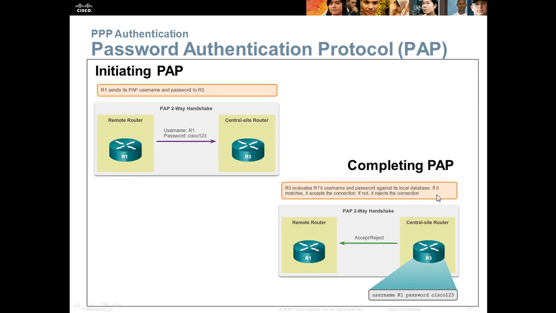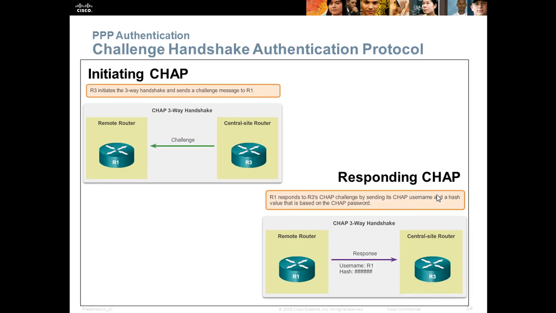This is a simple process. It's a two-way handshake between the two routers. In Challenge Handshake Authentication Protocol, it's a three-way handshake process. Initially, in this example, router 3 initiates the three-way handshake and sends a challenge message to router 1.